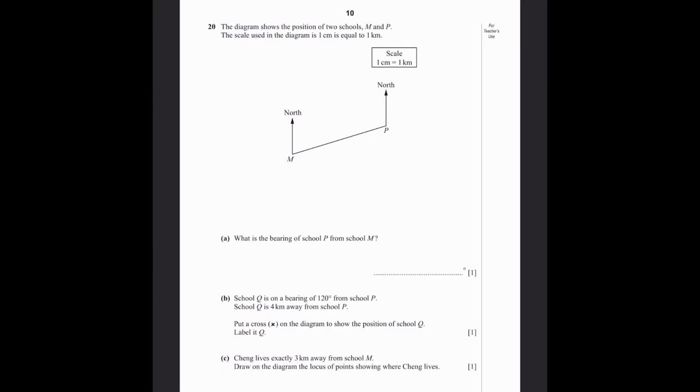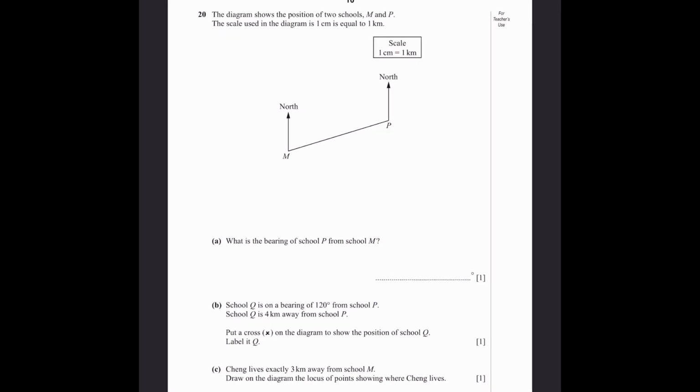Question 20. The diagram shows the position of 2 schools, M and P. The scale used is 1 centimeter equals 1 kilometer. So we have a diagram right here with 2 schools, M and P, and they are connected to each other. A. What's the bearing of school P from school M? Okay, so if we want to find out this answer for A, we need to see the bearing of P from M, which is this angle. I actually measured this value on an A4 size paper by printing it out. And that angle is actually 72 degrees, but in bearings you need to write 3 digits, so it's 072 degrees. And that's the answer.